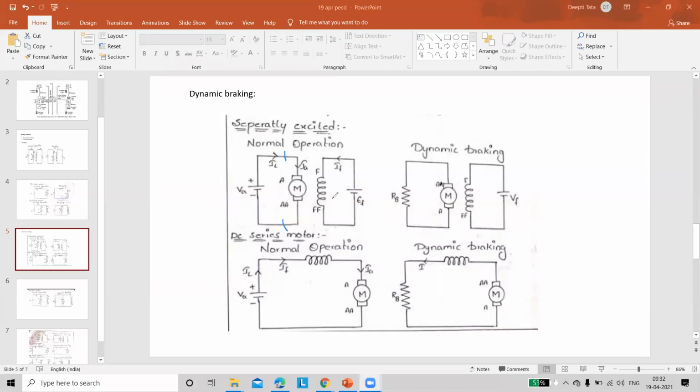So just see the circuit diagrams, that means how dynamic braking is applied for the separately excited DC motor.